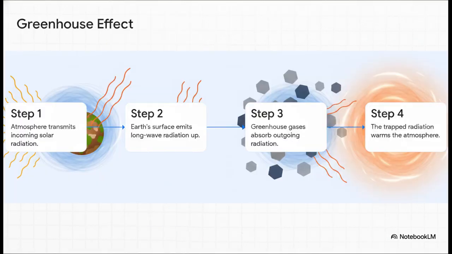Taking this to a planetary scale, it happens step by step. First, our atmosphere allows shortwave solar radiation from the sun to pass straight through and strike the Earth. Second, the Earth's surface absorbs this energy and emits it back upwards as long-wave radiation. Third, certain gases in our atmosphere act just like the glass in that hot car. They absorb that outgoing long-wave radiation. And finally, this trapped energy warms the entire lower atmosphere.